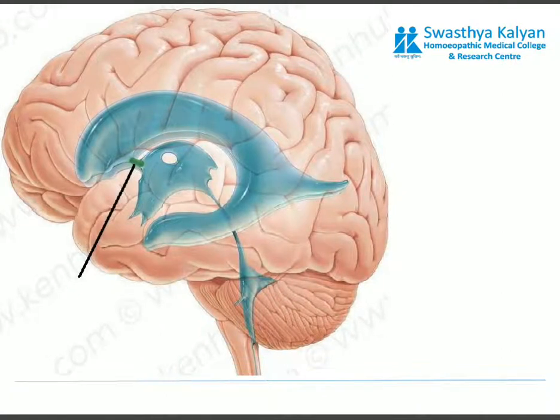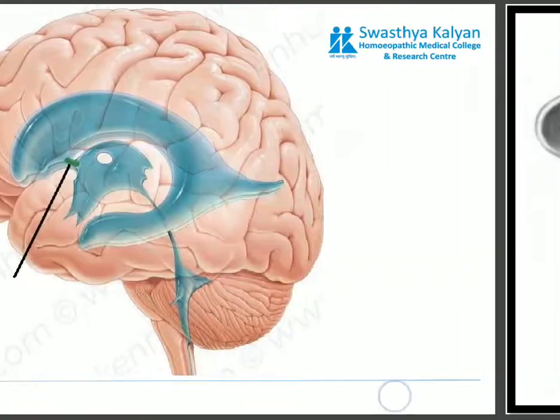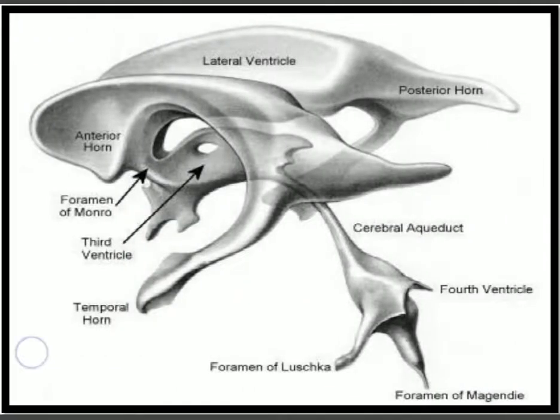The same can be seen in this figure. This is the lateral ventricle. This is the third ventricle. This is the communication, the interventricular foramen, in between. Again, the figure shows the same thing: lateral ventricle, third ventricle, and the foramen of Monro, which is a communication between both these ventricles.